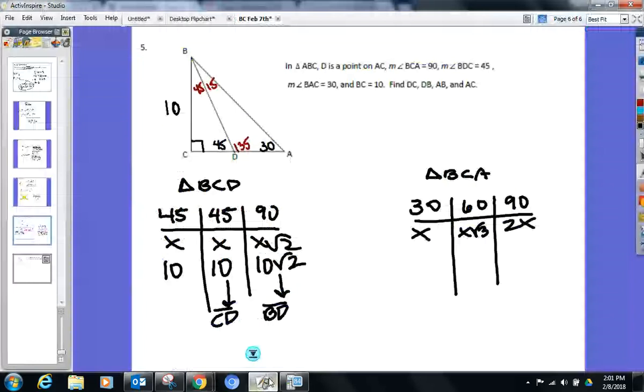What full side do we already know? BC, what angle is it across from? No longer across from the 45 because we're in a different triangle. It's across from the 30. So I'm going to put the 10 there now, because now it's across from the 30. Fill in the rest of the chart for me.